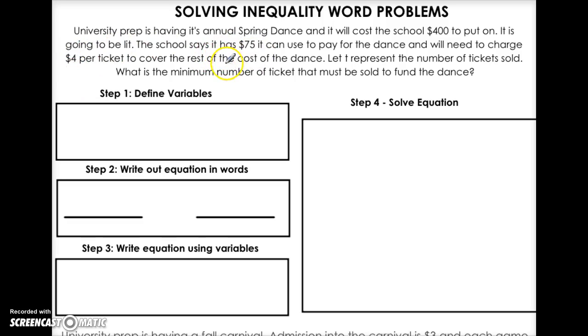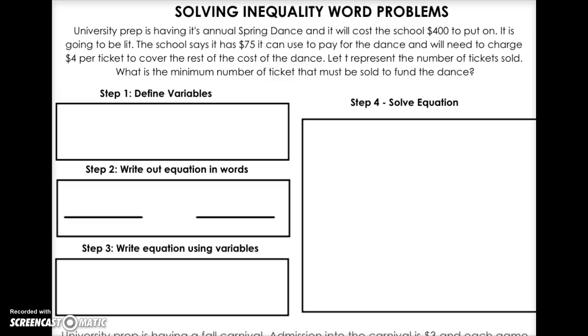University Prep is having its annual spring dance and it will cost the school $400 to put on. It is going to be lit. The school says it has $75 it can use to pay for the dance, and it will need to charge $4 per ticket to cover the rest of the cost of the dance. Let T represent the number of tickets sold. What is the minimum number of tickets that must be sold to fund the dance?